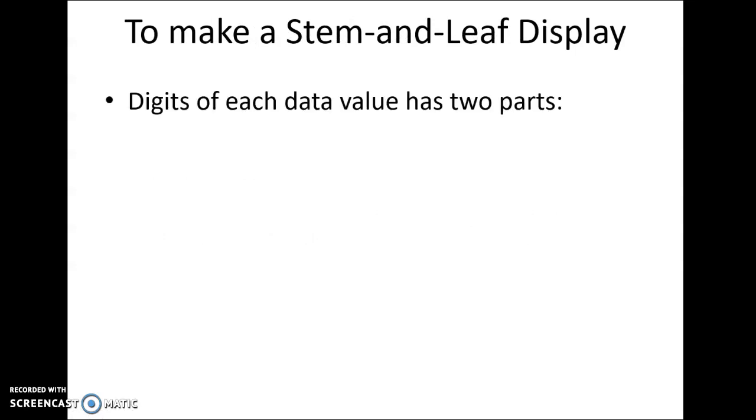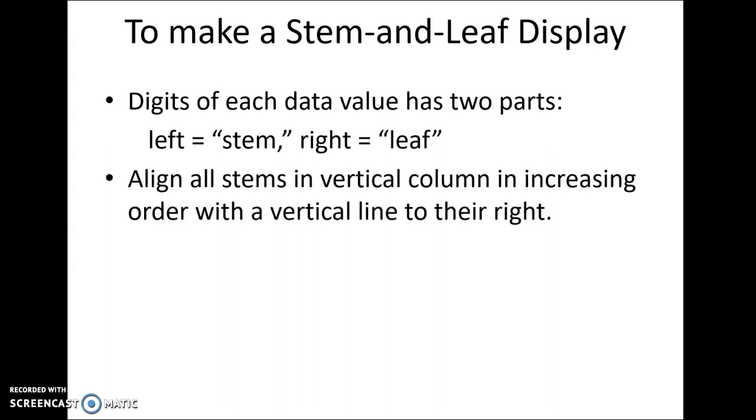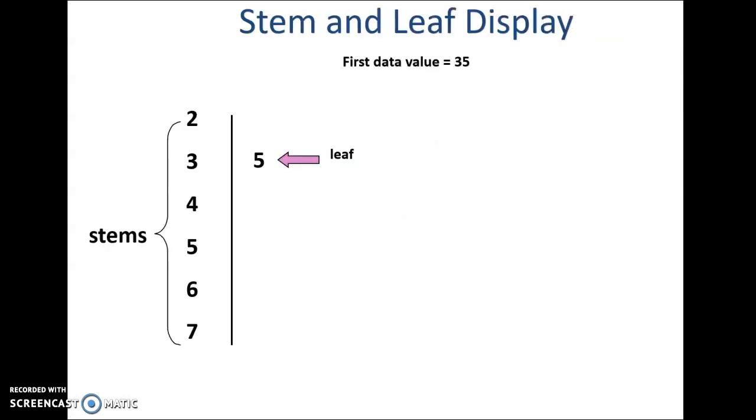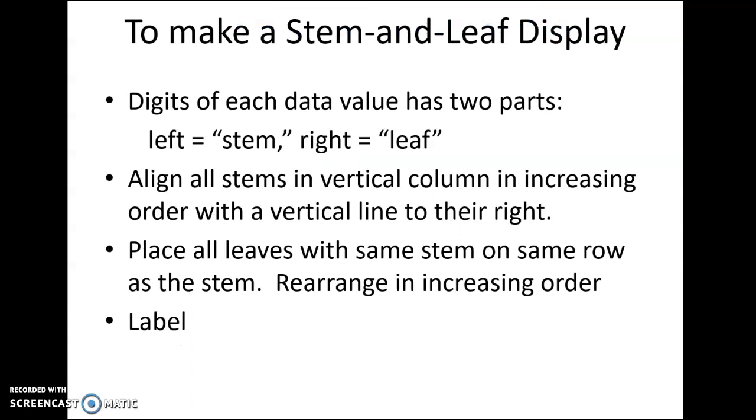So to make a stem and leaf, you're going to have a stem and you're going to have a leaf. It has two parts. The left is the stem, the right is the leaf. So we're going to align them in vertical columns in increasing order, with a vertical line to the right. That's the stems. All leaves must be placed on the same stem in the same row. And we are going to arrange them in increasing order. We need to make sure we have a label. And including the label, we also may need to make sure we have a title. Once you get this down, the reason that you mess up is you forget your label and your title.